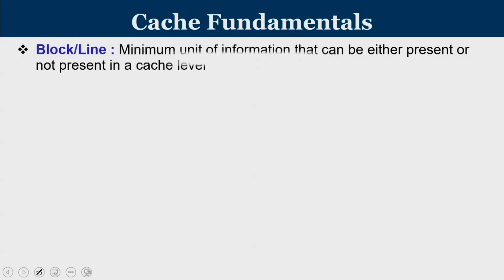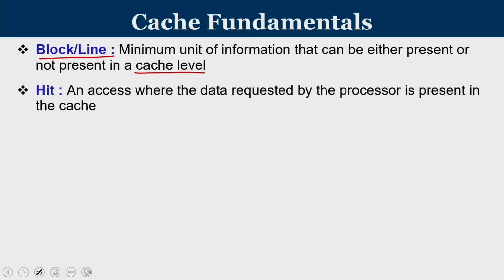Some of the fundamental concepts that we see in cache memory: block or line, both are the same. It's the minimum unit of information that can be either present or not present in a cache. So you bring a block of data from main memory into cache, or you bring a line of data from main memory into cache. So a block is either present or not present in the cache. You cannot have part of a block present in the cache.